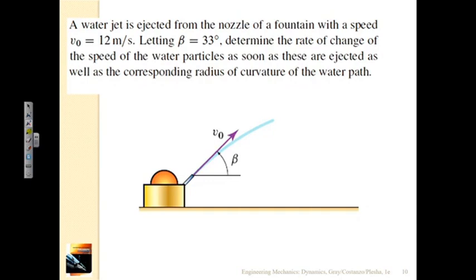So the rate of change of speed, my v, my velocity is my speed, the rate of change of that, v dot, as soon as the particles are ejected, as well as the corresponding radius of curvature. Radius of curvature is rho. So we want to find v dot and rho the moment they're shot out of this. So rho would kind of look like this.